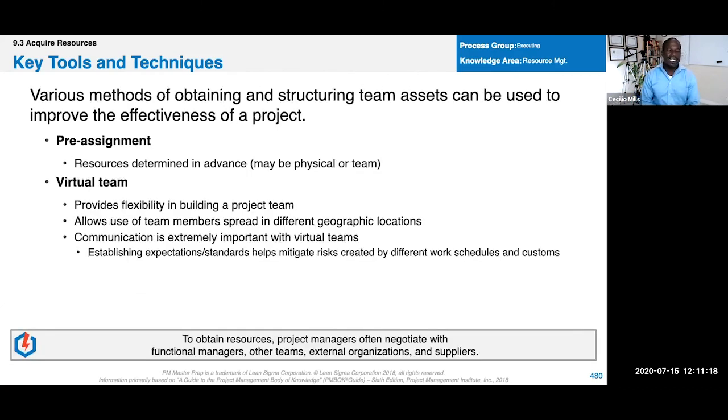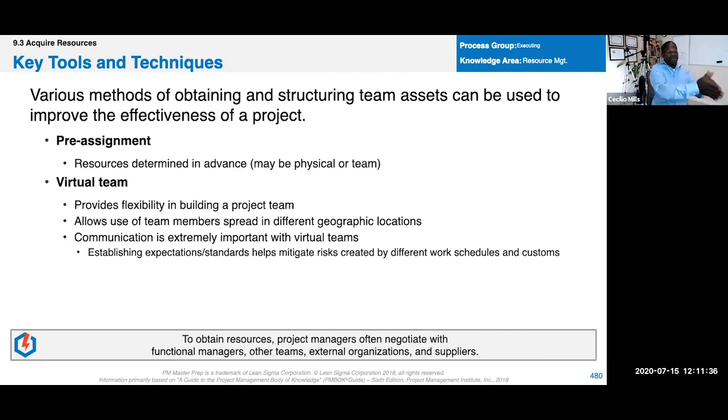And then the tools and techniques, we could pre-assign people. This could have happened at the charter. During the charter, the sponsor could have said, and by the way, I'm going to give you my very best engineers and developers. Okay, now we already know they're part of the team. So that could have happened.